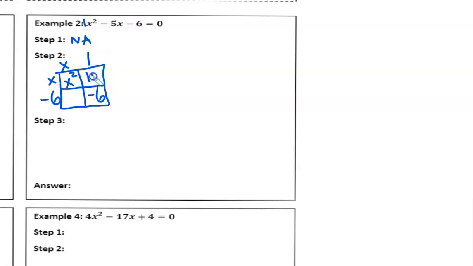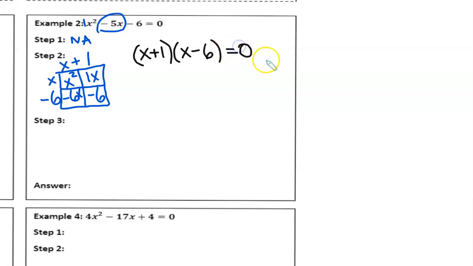1 times x is 1x. Negative 6 times x is negative 6x. So when I combine these, negative 6 plus 1 is negative 5, which is what I wanted. So it looks like I have x plus 1 and x minus 6 as my factors. So I'm going to go ahead and list those over here. X plus 1 and x minus 6. All right, remember, I still keep the equal 0. That way I remember I'm actually trying to solve these.